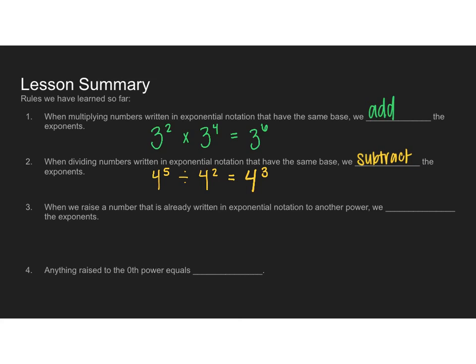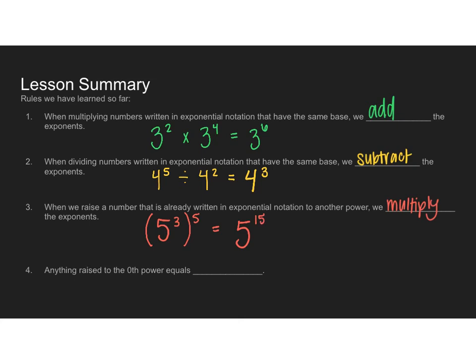Next, when we raise a number that is already written in exponential notation to another power, we blank the exponents. So say I have 5 to the third, and I'm raising this to the fifth power. What will we do to those exponents? We keep our base. We would multiply the exponents. 3 times 5 is 15.